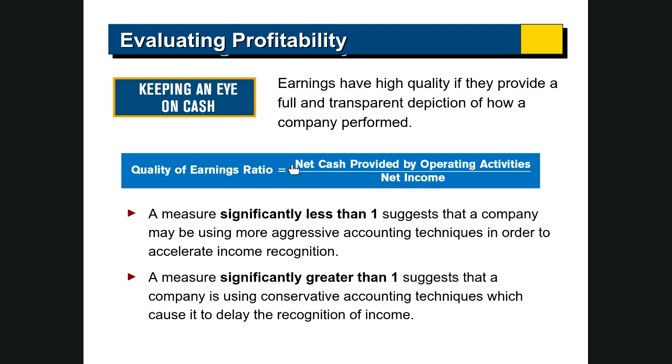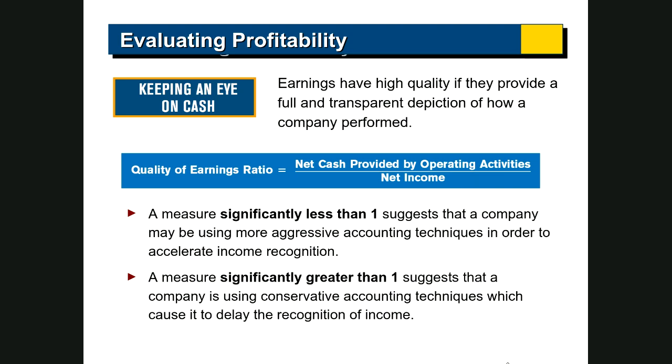So I want to look at the net cash provided by operations. How much cash did I get? Right? What is that as a percentage of my net income? The more cash I'm able to get, the higher the quality of my income. Are you following? This is the basic concept here. Okay? Is that clear? Okay.